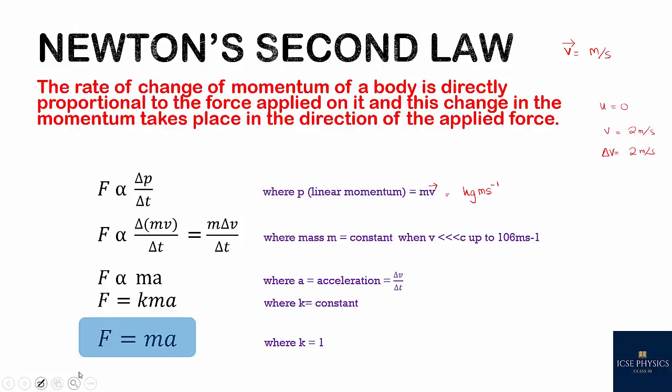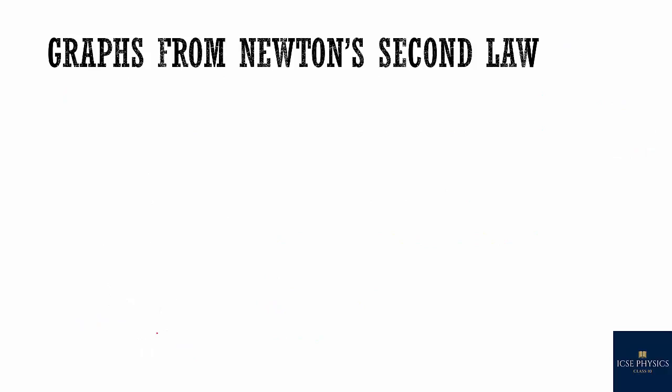Now suppose, let's say, the mass of an object is constant. Suppose mass is 1 kg. So what will happen? If force increases, acceleration will increase, keeping the mass constant. Similarly, if acceleration is kept constant, then with the increase of force, mass will increase. Now let's see these graphs to understand better.